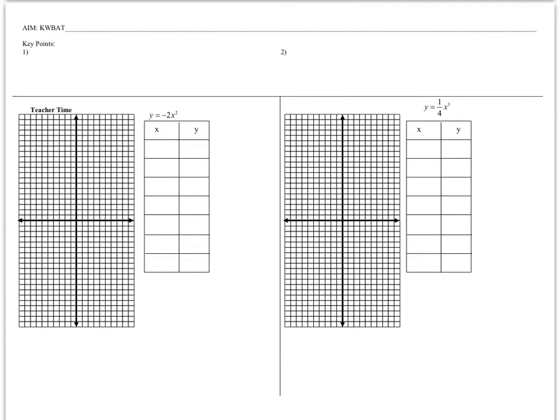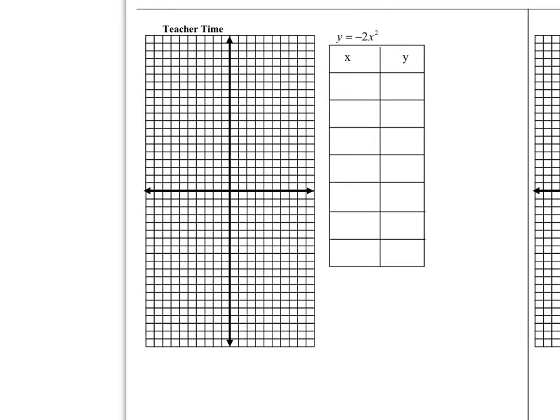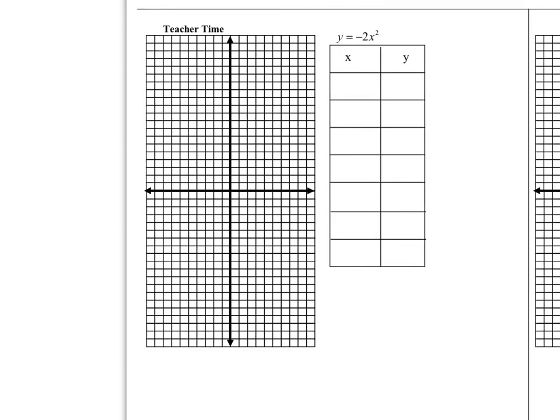Today, we're going to start by just graphing some basic cubic and quadratic equations as part of our teacher time. And then in our together time, we're going to start synthesizing, coming up with some ideas about cubic equations and quadratic equations and what they look like and what they should look like. Okay? So we're going to start by just doing this with plug and chug.